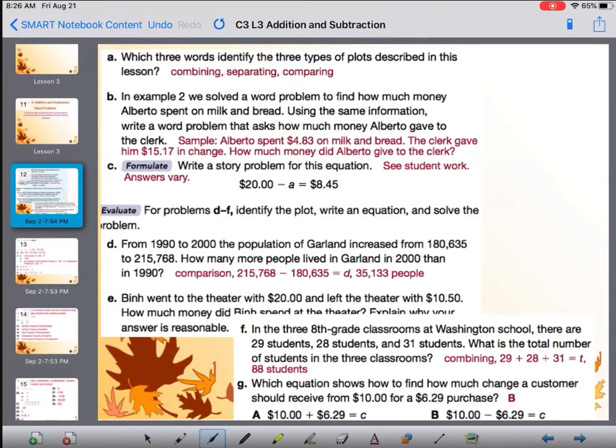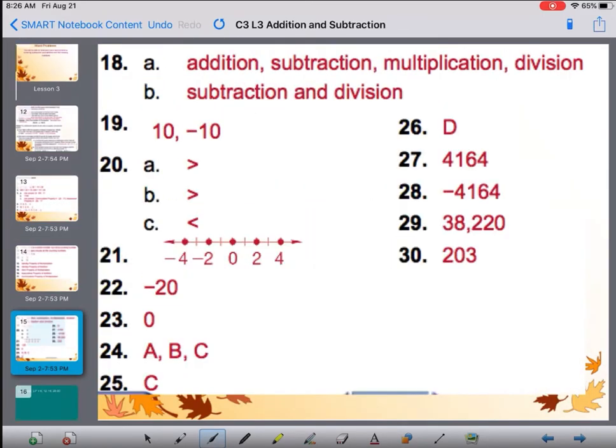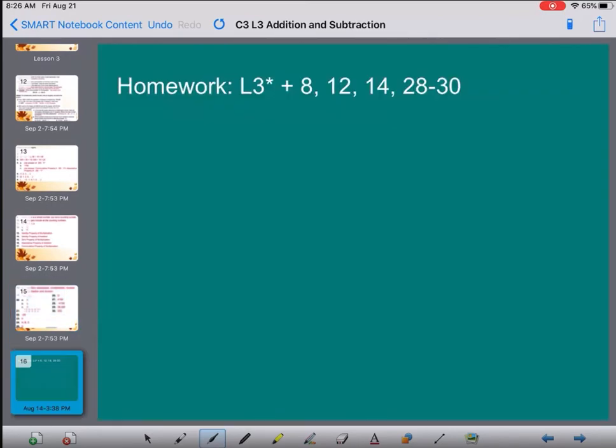And then we're going to go ahead and skip over the homework 2 answers for now. And then the lesson 3 homework was the starred problems 8, 12, 14, 28, and 30.